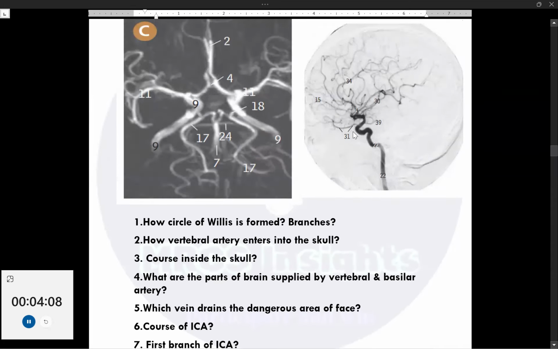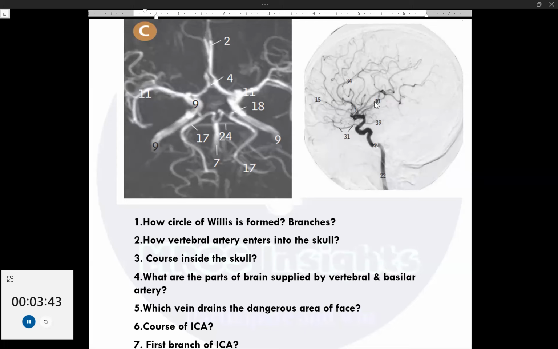Can you see this image B? Yes, ma'am. Okay, what is number 22? It's the internal carotid artery. Excellent. What is 31? It's the ophthalmic artery. What is number 1? Middle cerebral. Are you sure this is the middle cerebral? It's the anterior cerebral artery. Yes, this is the anterior cerebral.